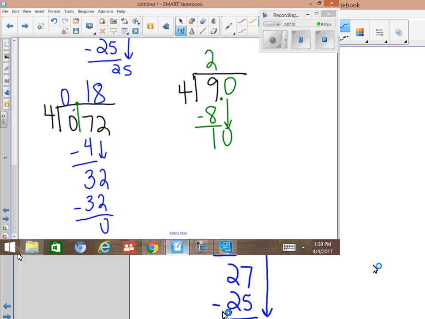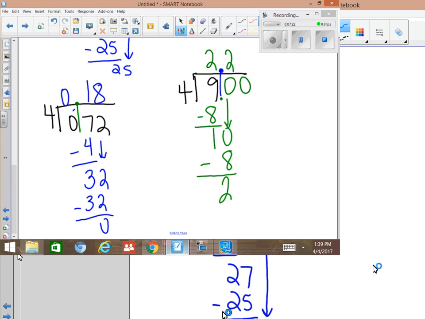Well, how many times can 4 go into 10? Twice. Okay. Bring this decimal up. You said twice, and that's 8 again, right? So 10 minus 8 is 2. Now what? Put another 0.